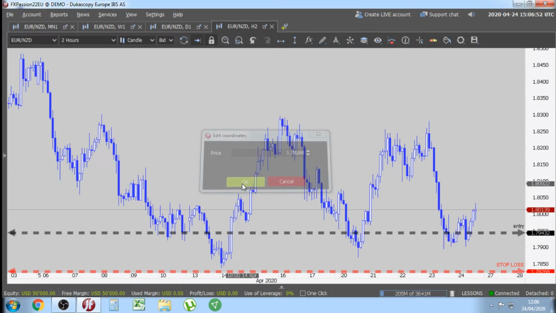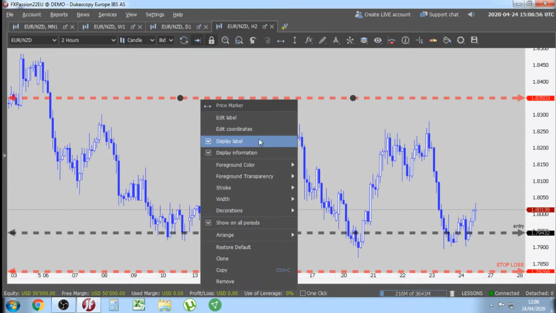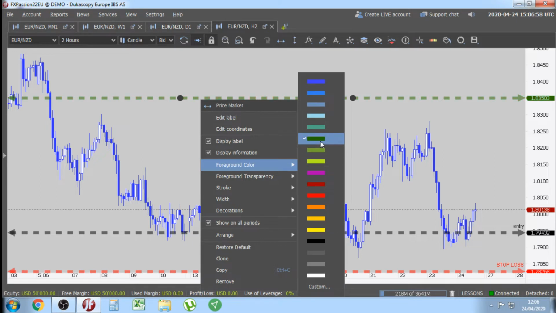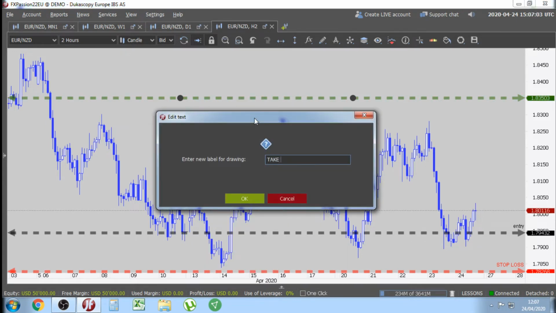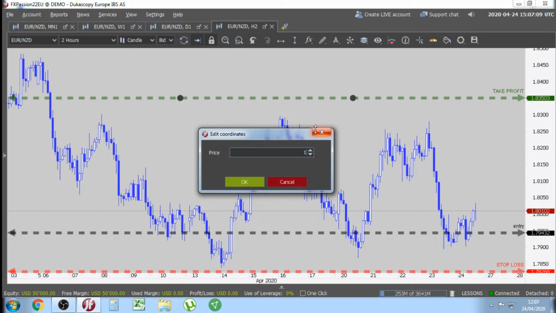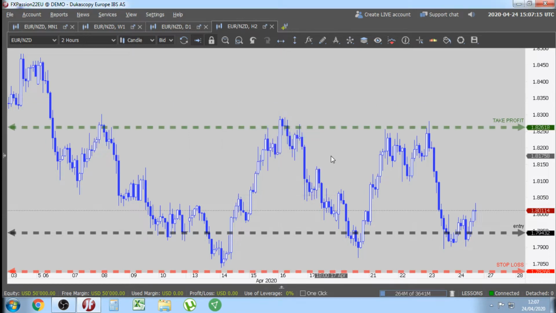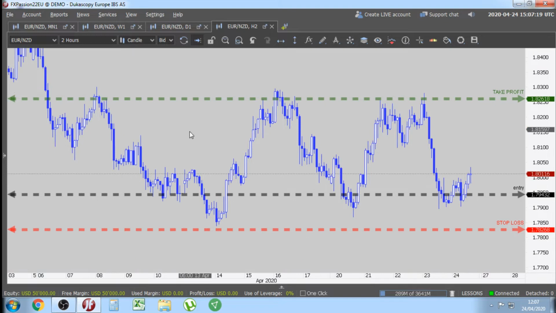1.78268. Wow, great stop loss. Congratulations. And take profit is green. So this is take profit. Take profit coordinates is 1.82618. Okay, great plan, great entry, great trade.